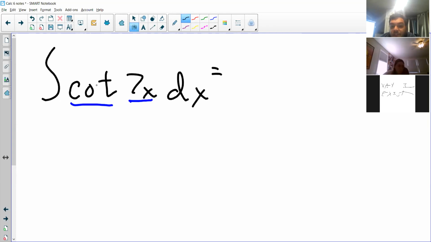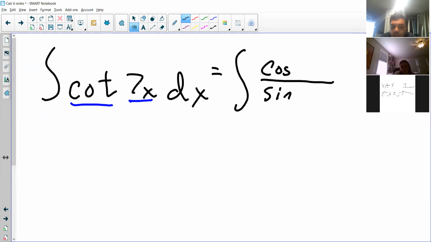So my first suggestion, does anyone remember what combination of sine and cosine makes cotangent? How can I rewrite cotangent in terms of sine and cosine? Cosine over sine. Excellent. You could change it into cosine over sine. Now it's cotangent 7x, so it's cosine 7x over sine 7x.